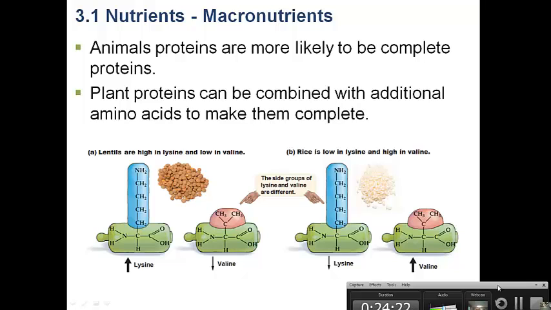We can see in the diagram at the bottom of our slide that different types of plants have different types of protein found in them. Lentils are high in lysine and low in valine. Actually, what we're referring to here are the individual amino acids that compose the proteins found in these plants. So lentils have lots of lysine, one amino acid, not much valine, another amino acid, both of which are essential. But rice, on the other hand, is low in lysine and high in valine. And so it is okay to just eat plants, but you have to be careful that you're taking in all of those essential amino acids.